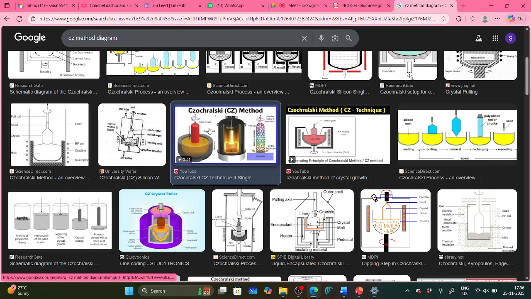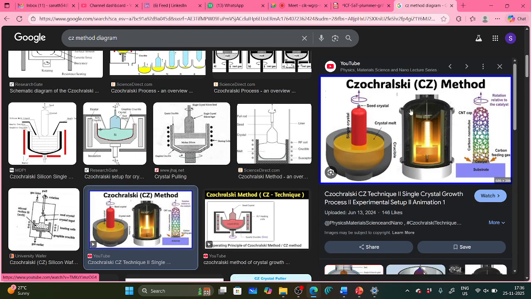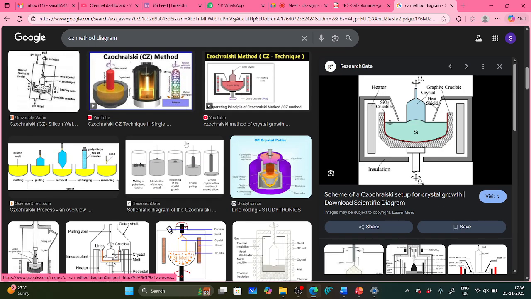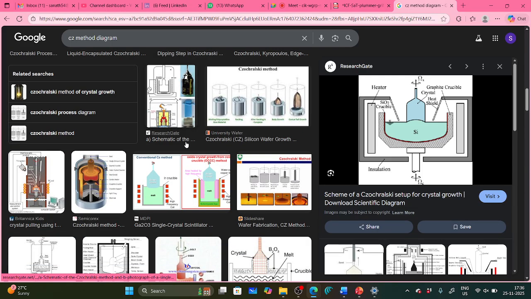Yeah, this is the Czochralski method. So you can see here, inside this is a seed crystal, and the crystal melt in molten state. Slowly the crucible is rotating, and slowly this shaft is rotating, and slowly you are moving it. You can see and understand what this CZ method is.